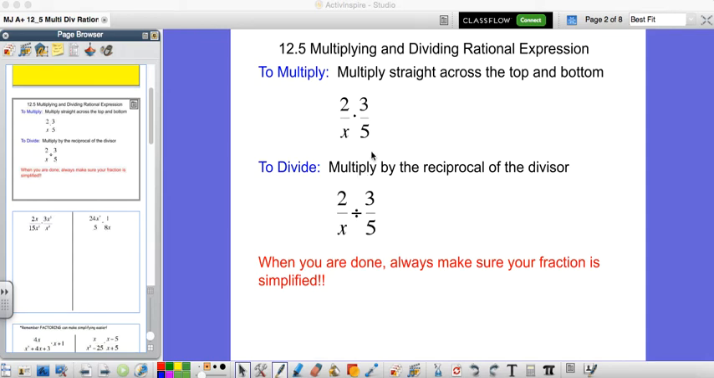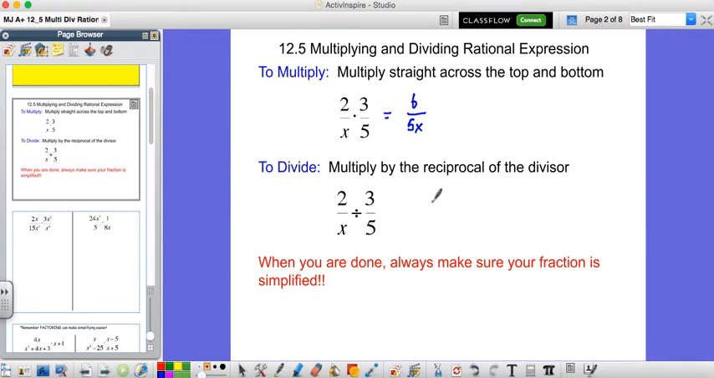So 12.5 continues with rational expressions, and 12.5 specifically deals with multiplying and dividing rational expressions. What's nice about multiplying and dividing rational expressions is it works the exact same way as when you multiply and divide fractions. So when you were multiplying and dividing fractions, you just multiply straight across the top and the bottom. So if you had 2 divided by x times 3 divided by 5, you knew that that product was just going to be 6 over 5x. 2 times 3 is 6, x times 5 is 5x.